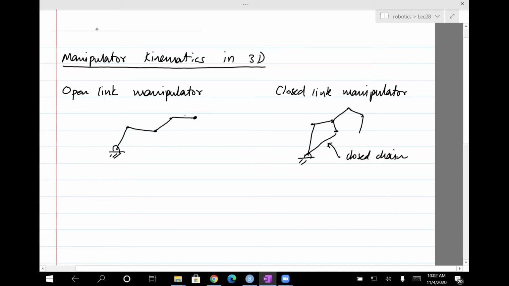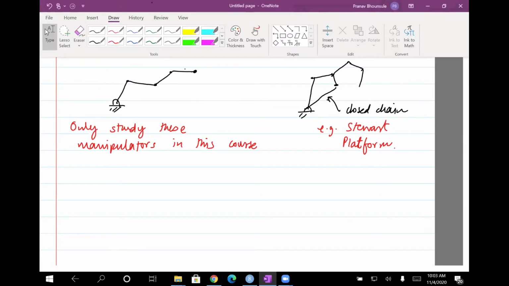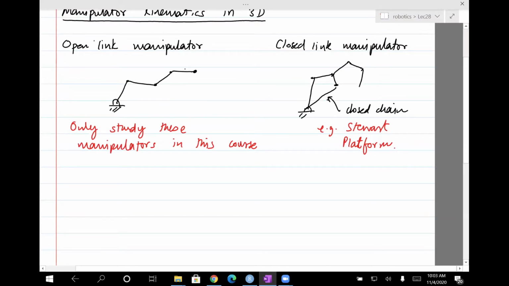So what we'll do is we'll only study these manipulators in this course. Okay. The ones on the left are actually more common than the ones on the right. And if you're curious, one example of a closed chain manipulator is the Stewart platform. Okay, we will not study those. So let's see how to figure out the kinematics of open link manipulators.